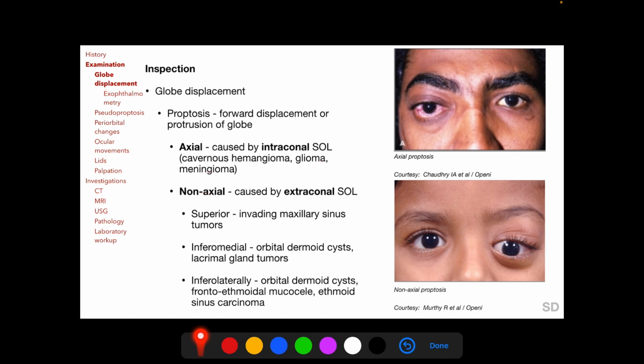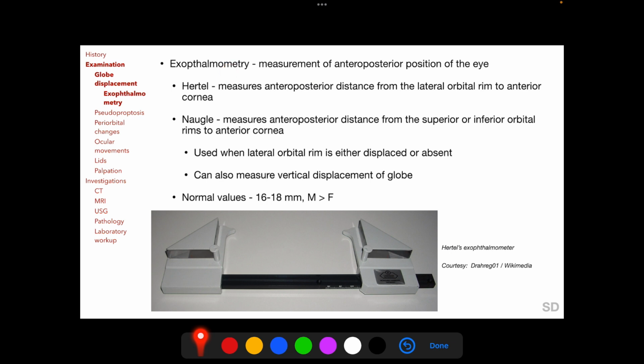Non-axial proptosis is caused by extraconal space occupying lesion, with superior displacement being caused by lesions such as invading maxillary sinus tumors, inferomedial displacement being caused by orbital dermoid cysts and lacrimal gland tumors, that is lesions which are situated superolaterally, and inferolateral displacement caused by lesions situated superomedially, among which we also have orbital dermoid cysts, frontoethmoidal mucoceles and ethmoid sinus carcinoma. Exophthalmometry is the technique of measurement of the anteroposterior position of the eye.